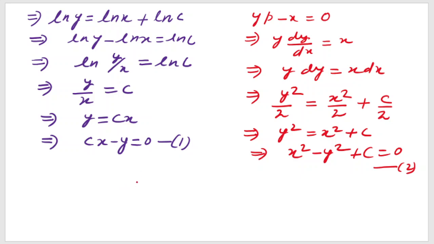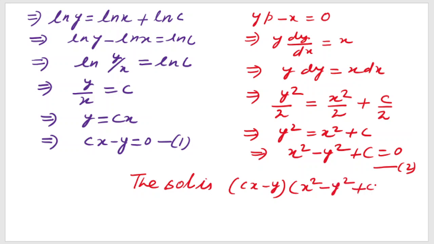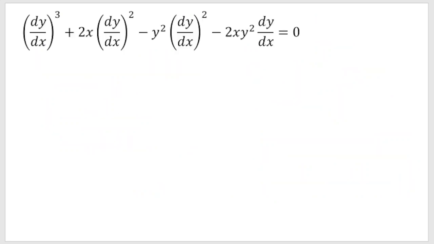So if I combine both of them, the solution will look like (cx - y)(x² - y² + c) = 0. Okay, so as I hope you might be getting, it is a very obvious process. Just to make it more clear, I am going to solve one more before I end this video.